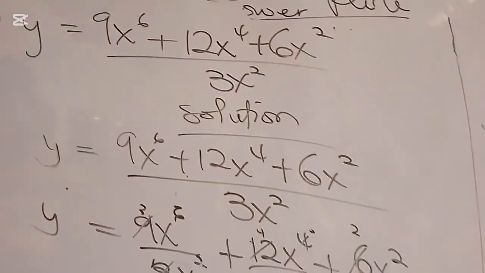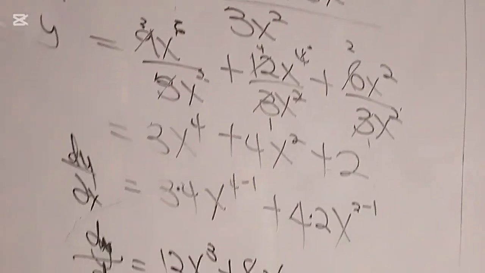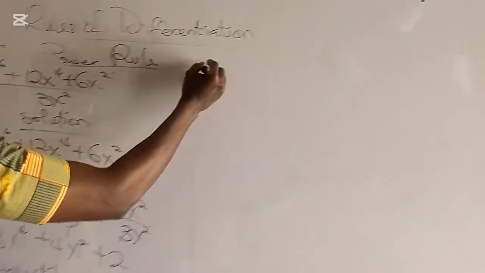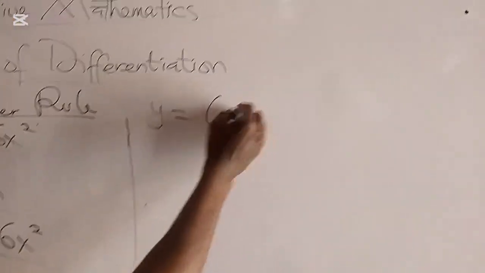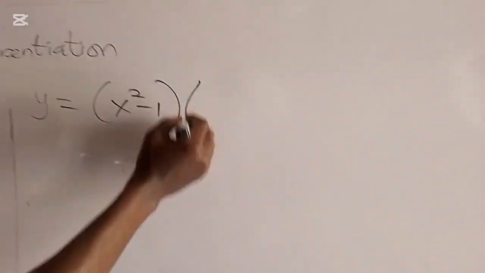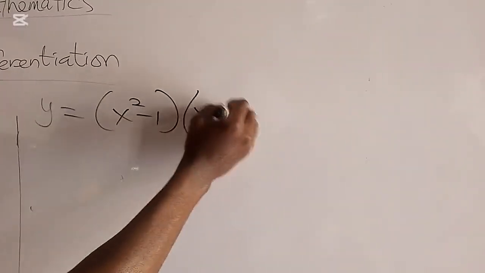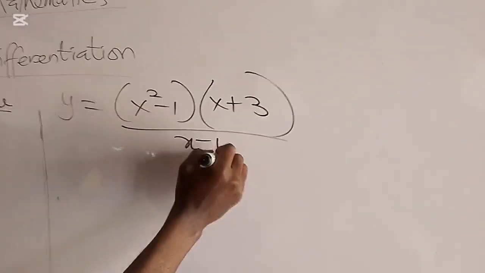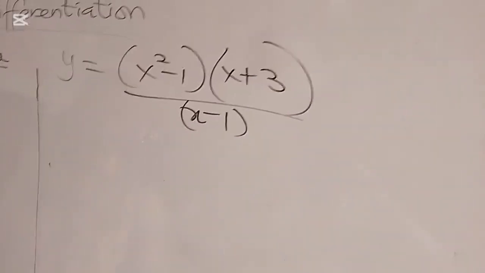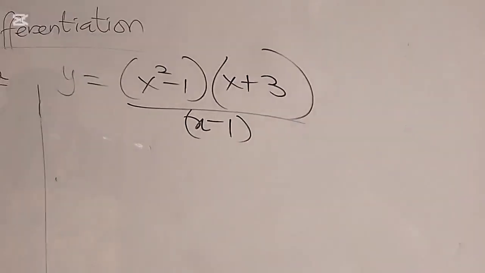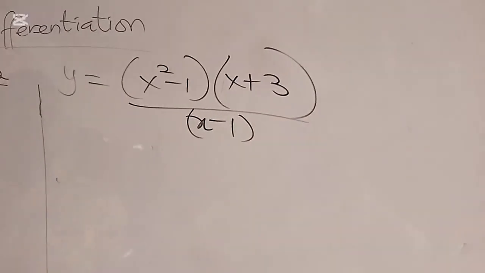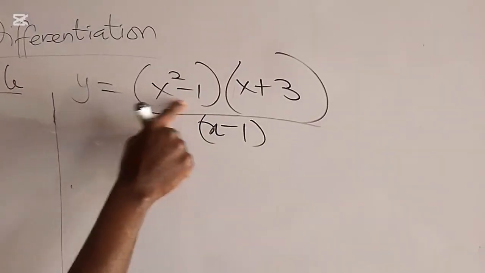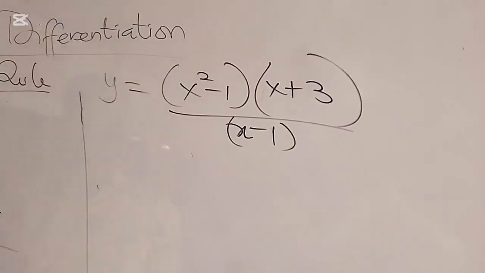The final question. So y is equal to x squared minus 1, multiplying x plus 3 all over x minus 1. This is the question. How do we differentiate this? When you look at this, this is a difference of two squares.